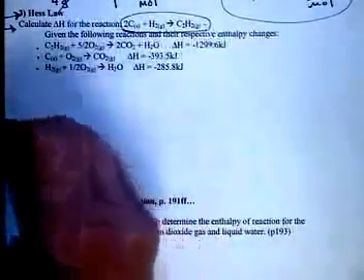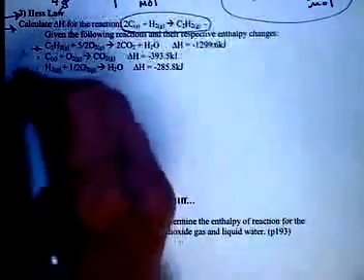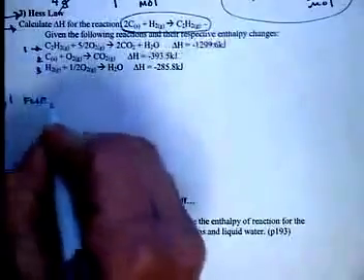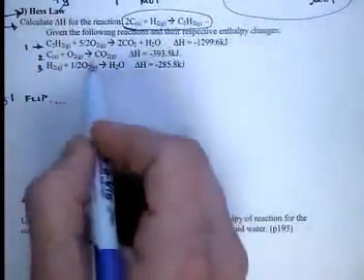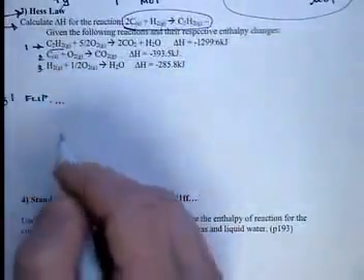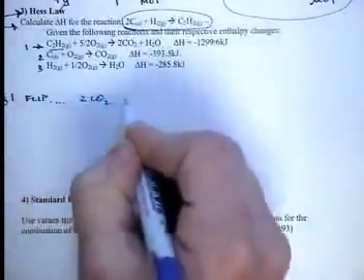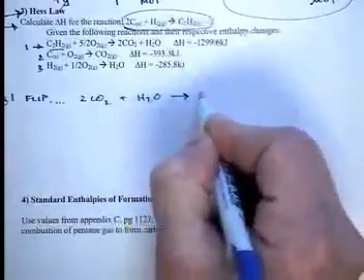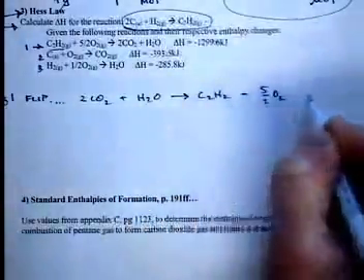So to manipulate these equations to make them work, first of all, I'll take equation 1. I'll just number these 1, 2, 3, and I'm going to flip it around. The reason I know to flip it around is because the thing that I want, C2H2, is a reactant in this equation, but I need it as a product here. When I switch that around, I have 2CO2 plus H2O goes to C2H2 plus 5 halves O2.